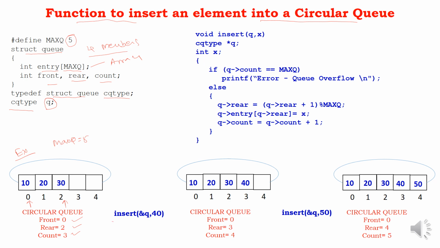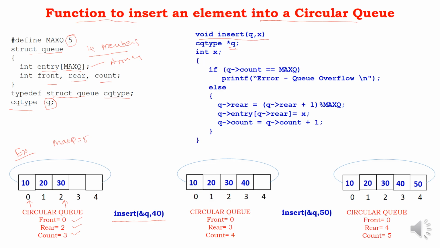Now you wanted to insert an element. Call the function insert. Insert q comma 40 means you are trying to insert a value 40 into circular queue q. You are passing a reference parameter. Once you pass a reference parameter in the function, it becomes a pointer. So see here, insert q comma x. You are trying to insert value x into circular queue q. So x is 40 right now. Then here, if circular queue is full, it is not possible to insert any more elements.